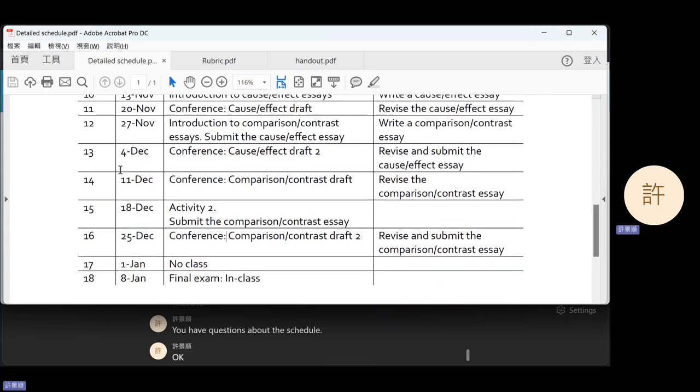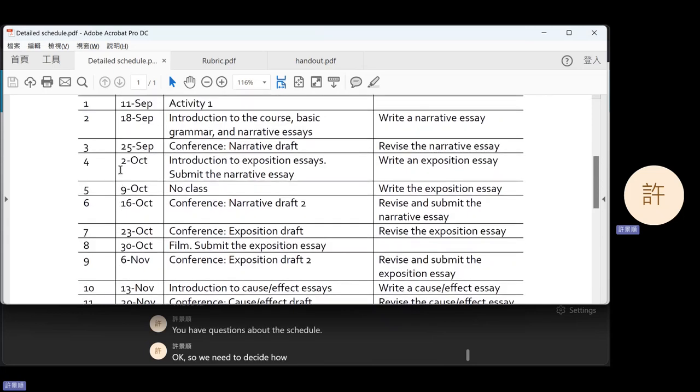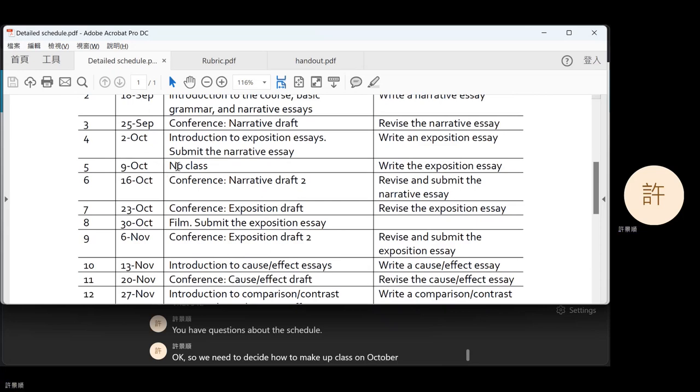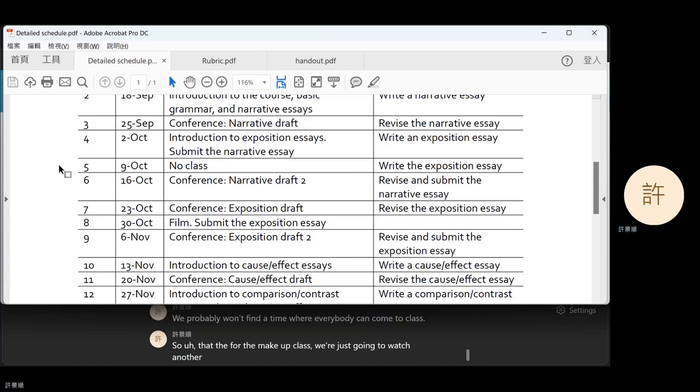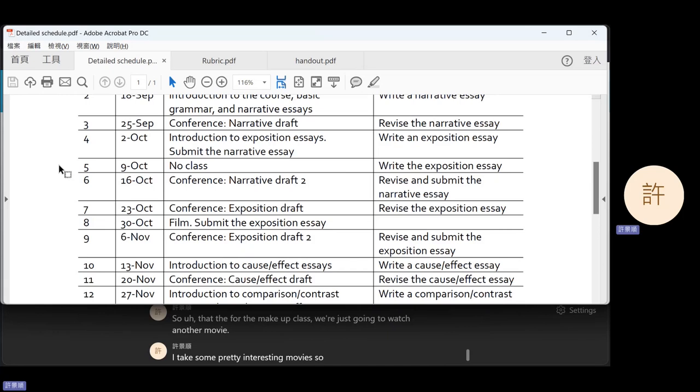Okay, so we need to decide how to make up class on October 9th. Here's the thing. I know you are all very busy. We probably won't find a time where everybody can come to class. So for the makeup class, we're just going to watch another movie. I pick some pretty interesting movies. So if you have time, I think you should come and watch it.